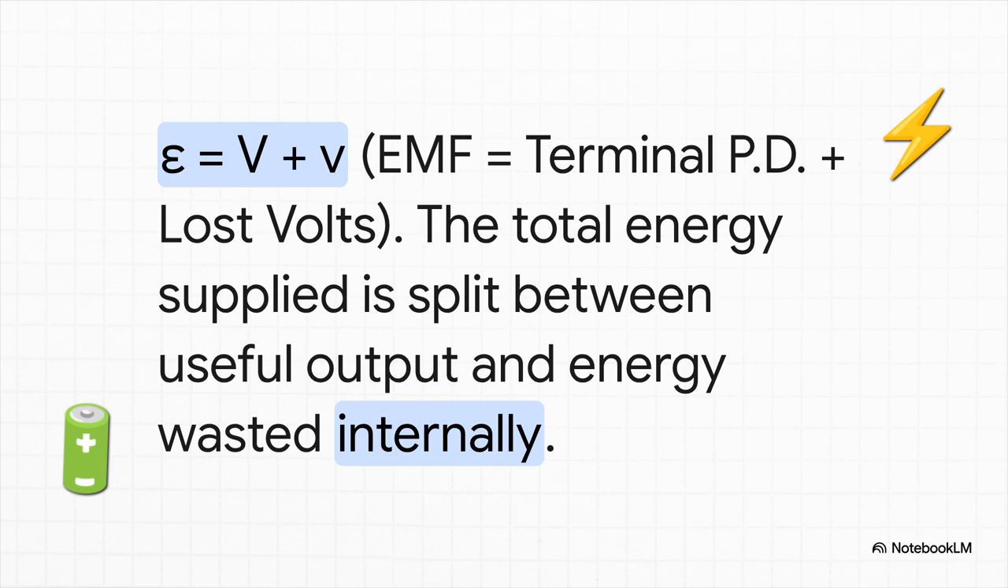And this leads us to the big takeaway. The total EMF that the battery supplies gets split into two parts. Some of it is the useful voltage that actually gets delivered to your circuit. We call that the terminal potential difference, or V. The other part is wasted inside the battery as those lost volts, v. So the total EMF is just the useful voltage plus the lost voltage.